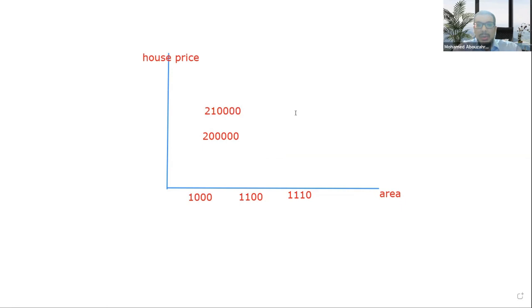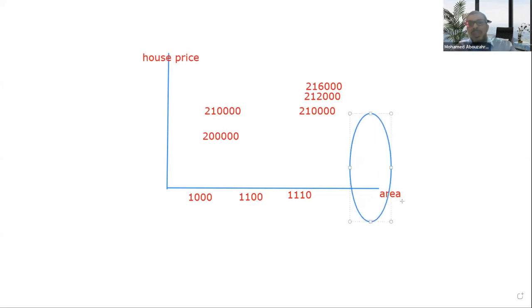For the 1,110 feet, I had one that was sold at 210,000, another one that was sold at 212,000, another one that was sold at 216,000, right? So now what happens is if I have missing values in the area section, so some of the houses, the areas were not reported, then I'm going to end up with gaps here. So for example, if I don't have enough areas between 1,110 and 1,500 feet, then I have a gap of values here.